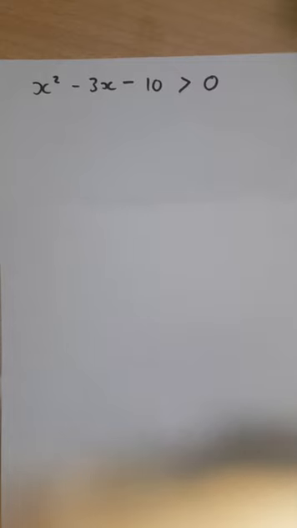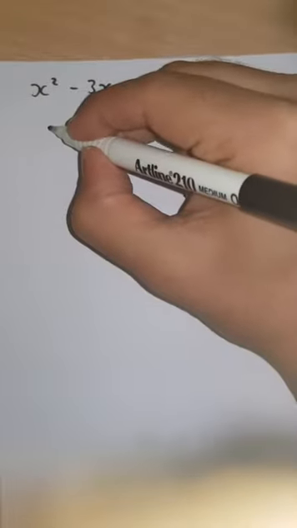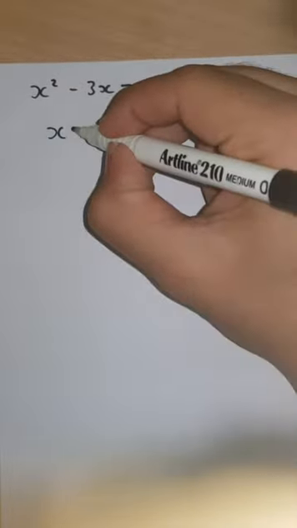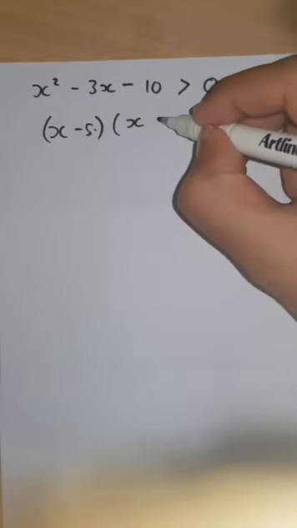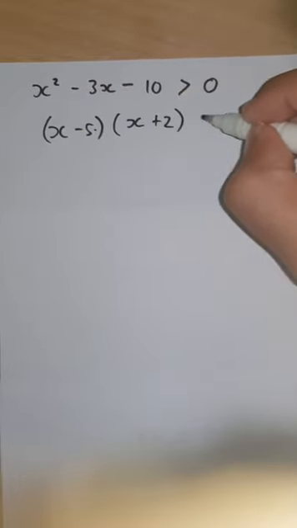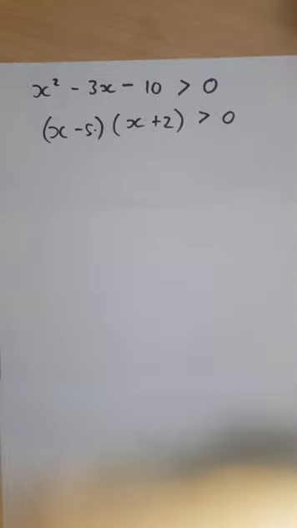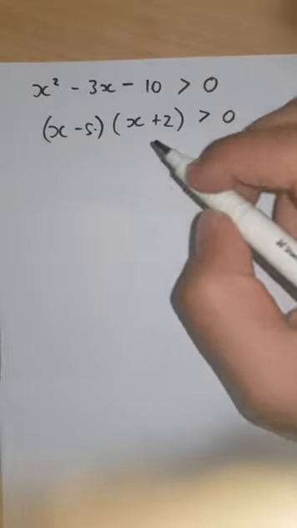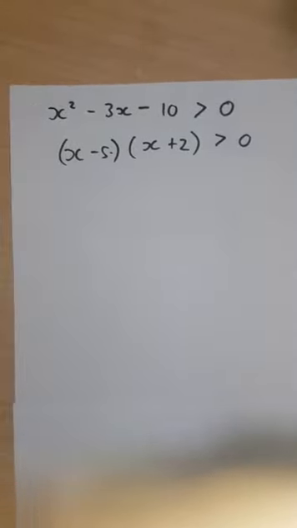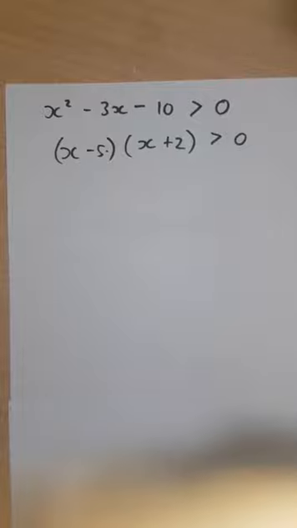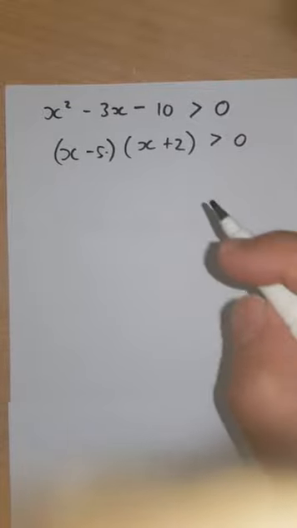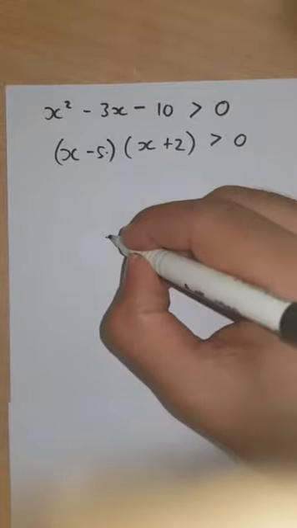Okay, so with this inequality, I'm going to solve it to first find my critical values, and I think I'm going to have x minus 5 and x plus 2 after I factorize. From there, I'm going to look at my number line and see how it looks. Now there are various ways you can solve this, but I'm doing it this way.